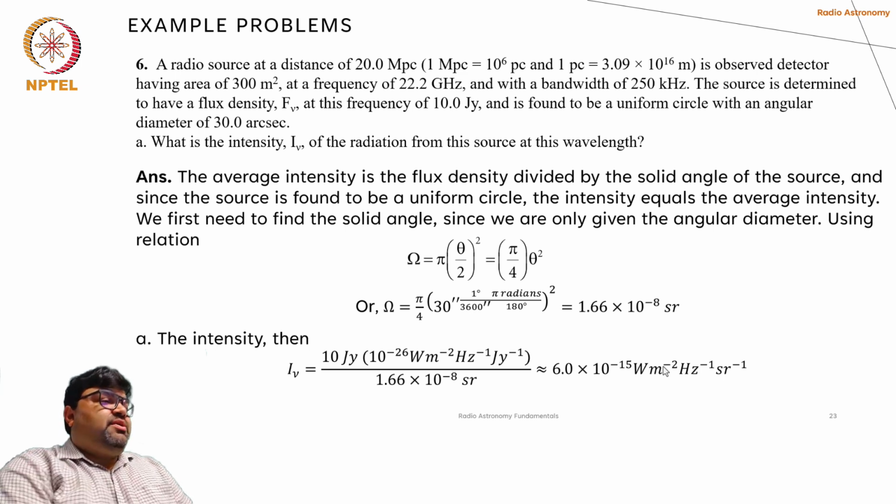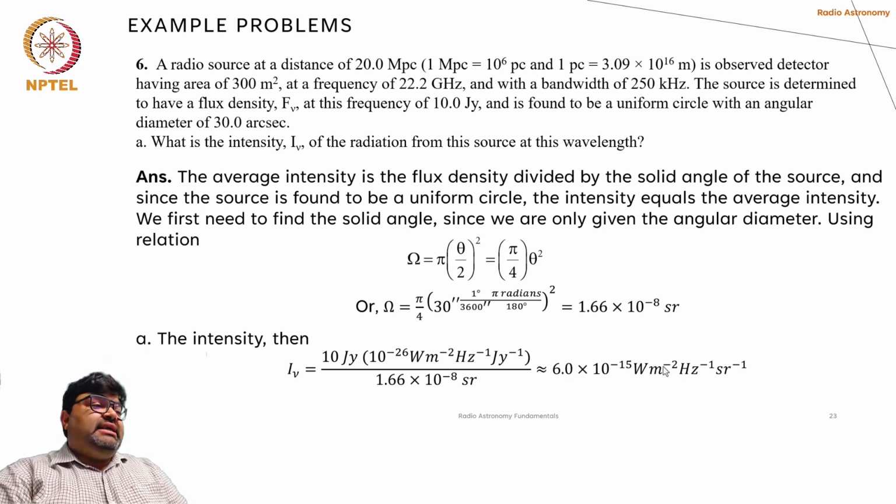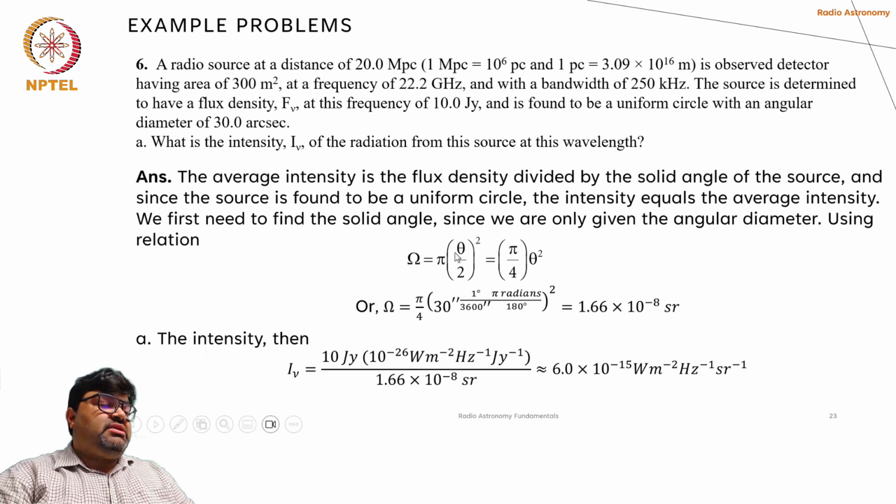So let's take the first one. The average intensity is the flux density divided by the solid angle of the source, and since the source is found to be a uniform circle, the intensity equals the average intensity. We first need to find the solid angle, since we are only given the angular diameter, using the relation as below. Since 30 is the diameter, theta by 2 is the radius. So we figure out the solid angle, and that comes out to be 1.66 10 to the power minus 8 steradian.